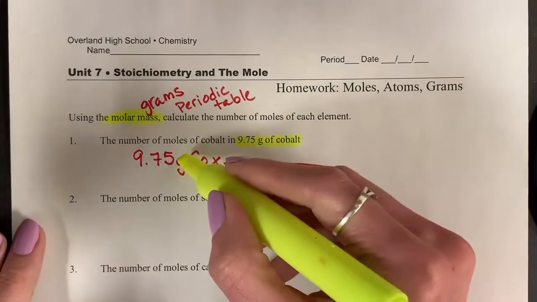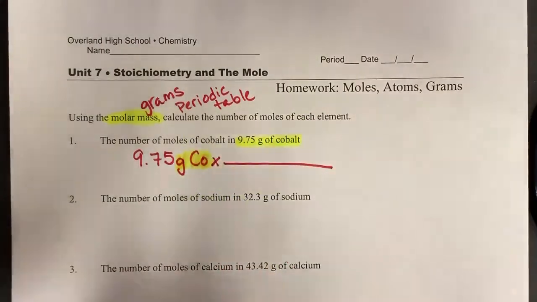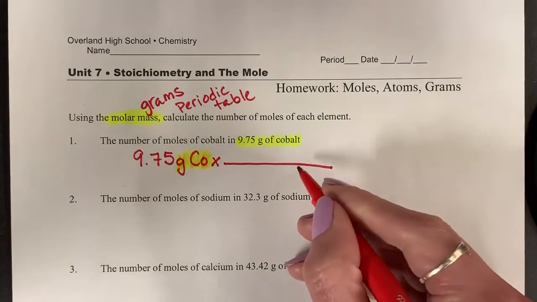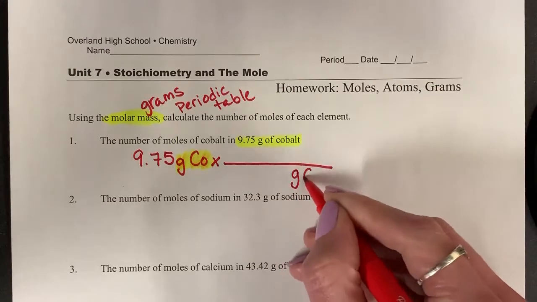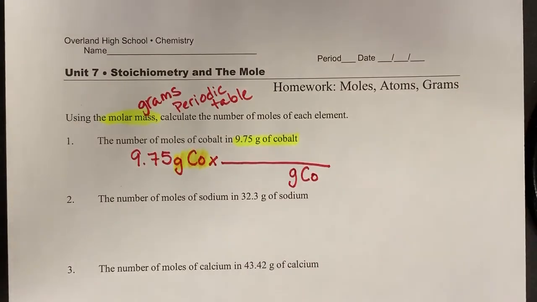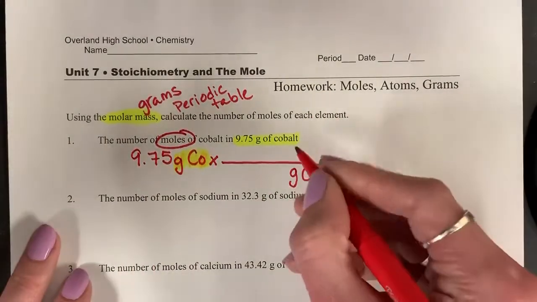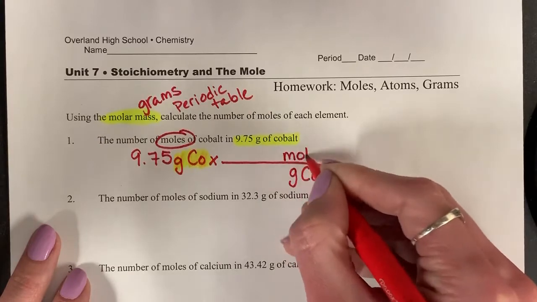Whatever units I start with, I'm trying to make go away. And the way I make them go away is by dividing by them. So I put those on the bottom. Whatever unit I'm changing to, I'm always going to put on the top.